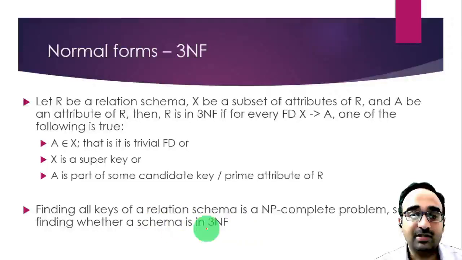Finding whether a particular schema is in 3NF or not is an NP-complete problem. Okay, it's a hard problem, right? It's very difficult. Why is it difficult? Because finding all the keys, I mean candidate keys, in a given relation schema is an NP-complete problem. That's why finding whether a schema is in 3NF is also an NP-complete problem, right?